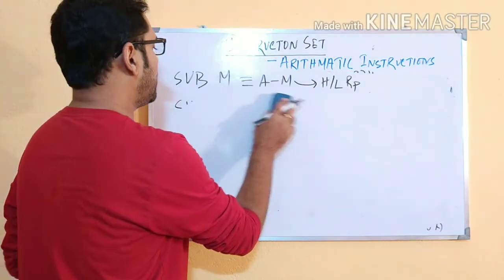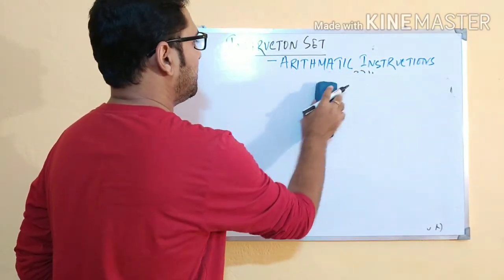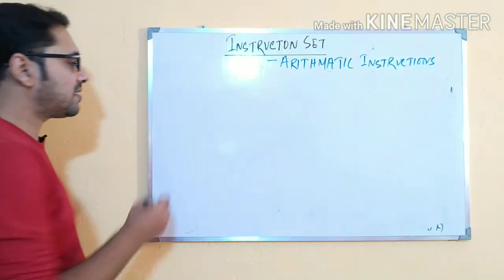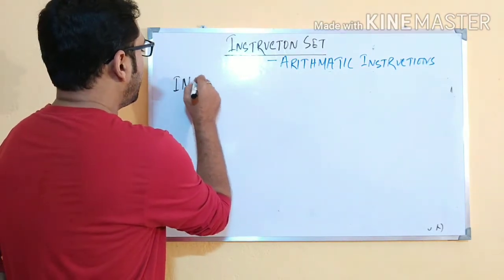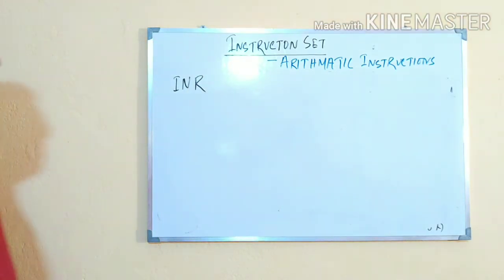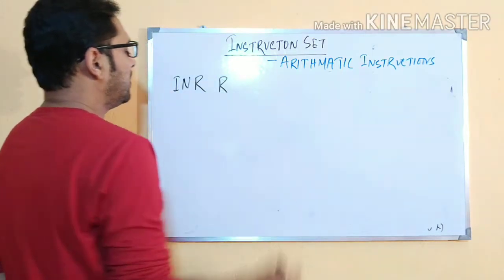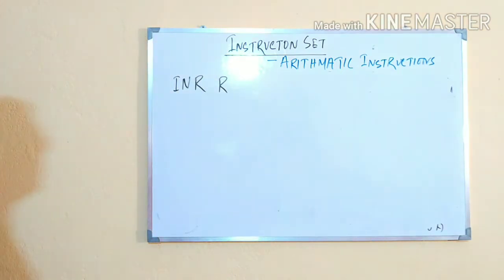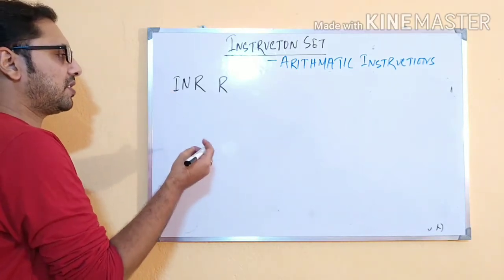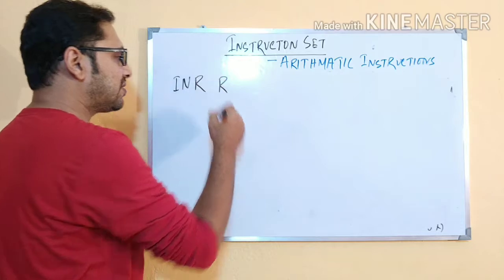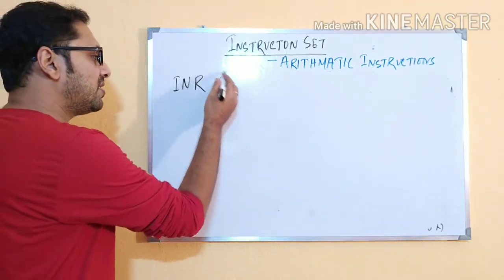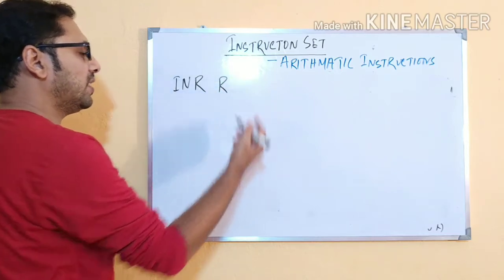The next one is increment operation. For increment operation, the general syntax is INR space R. What does it mean? It means we want to perform the increment operation of this register R. And what will be the result? Result is the content of this register R will be incremented by 1.